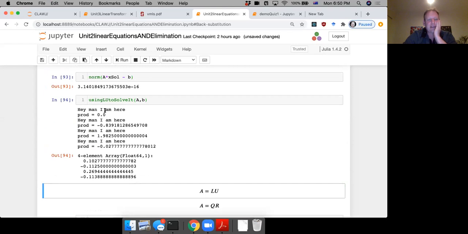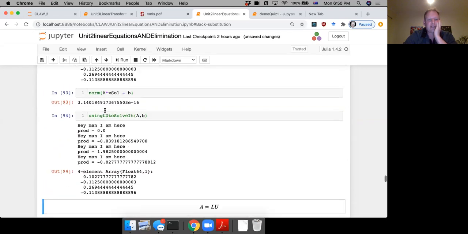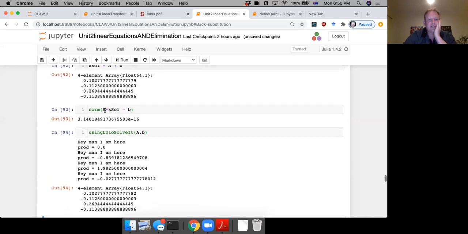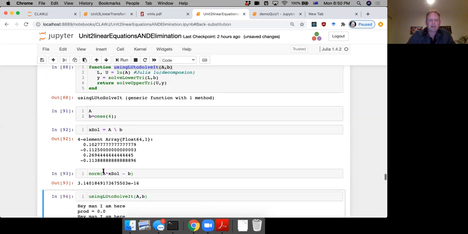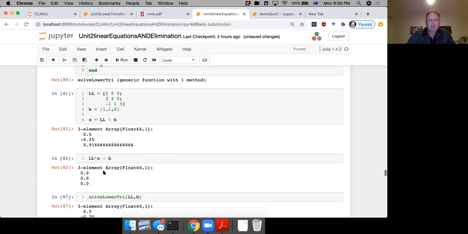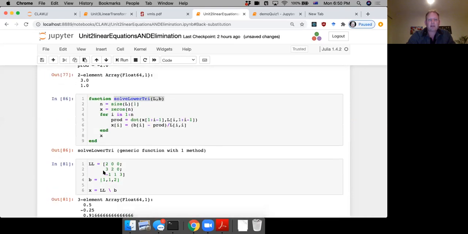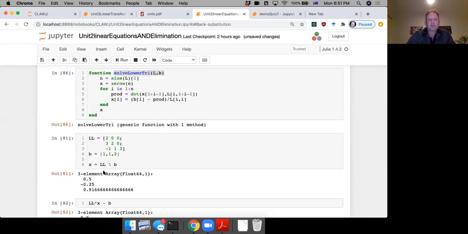Hey man, I am here. Why is it saying this? I thought we got rid of hey man. But let's just treat it as a feature and not a bug. The fact this thing says amen, and it looks like it says 0.1 and 0.1, 0.11, 0.11, 0.26, so it worked. Hope you're feeling proud. I have no idea what is here because we recompiled, but it's maybe a different version of the function.